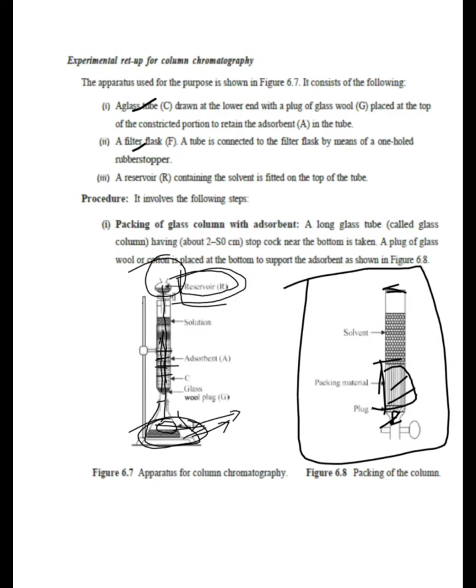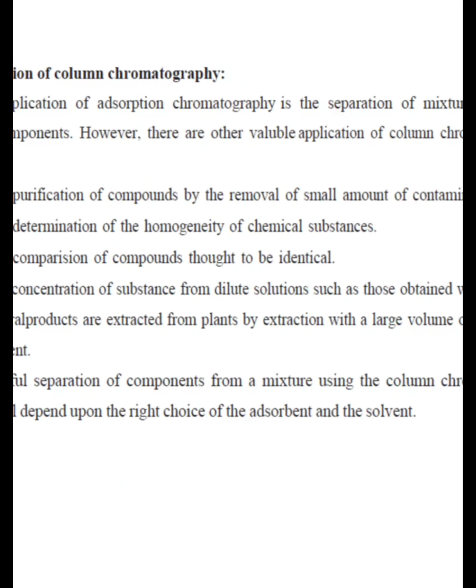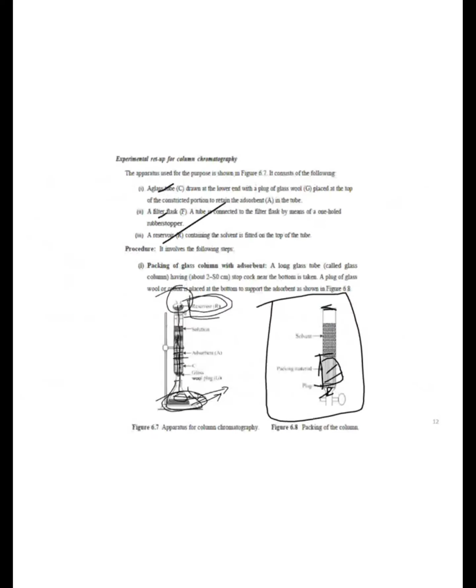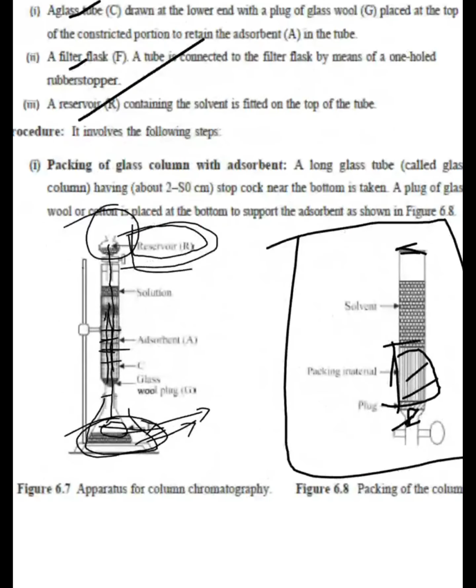And this is the flash filter, and this is the reservoirs. These are the experimental setup used for the column chromatography. And coming to the packing, while packing there are two types of packing, that is wet packing and dry packing.